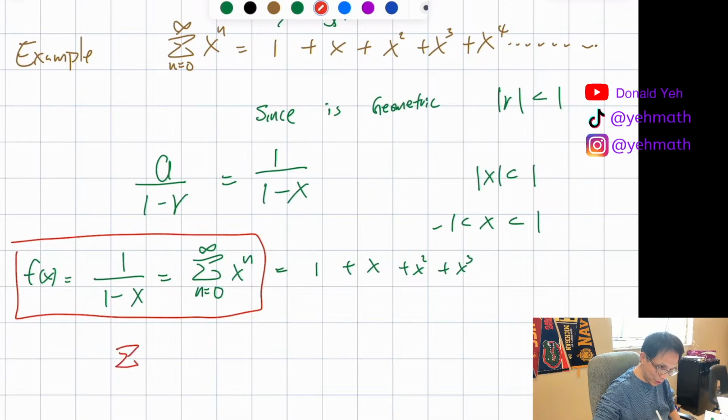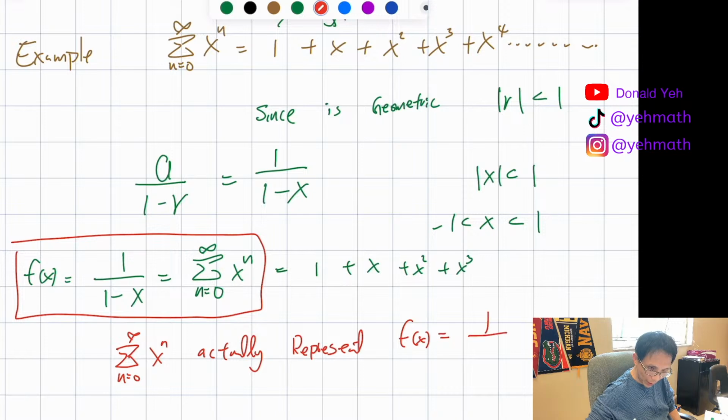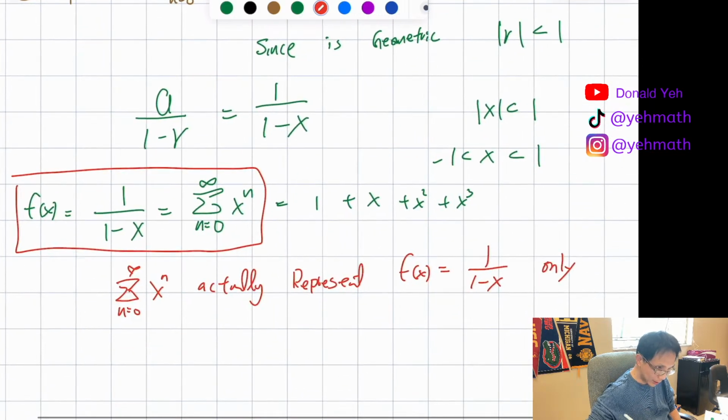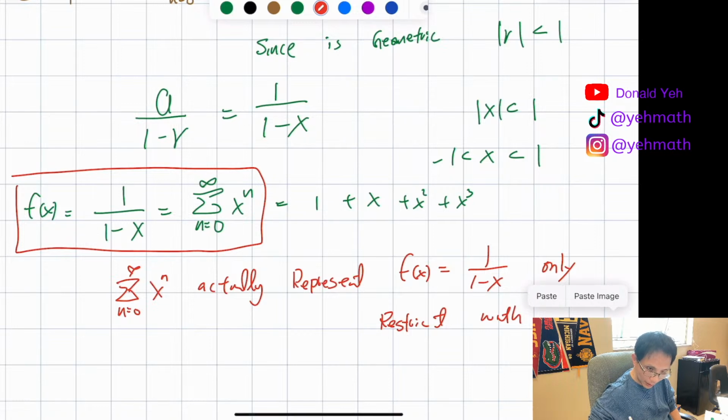So that means the summation of n equal to 0 to infinity of x to the n actually represents f of x equal to 1 over 1 minus x, but only restricted within the interval of -1 to 1.